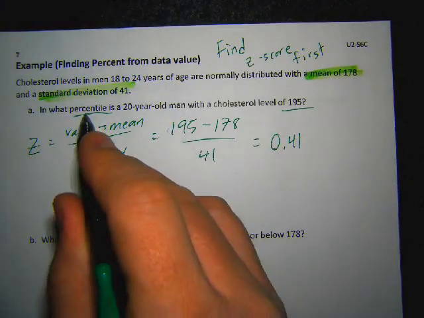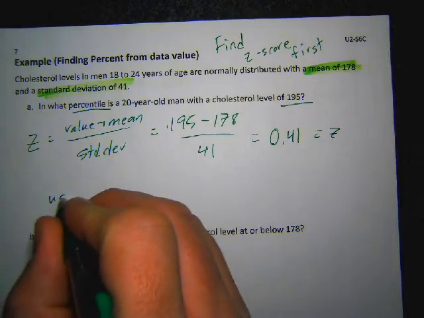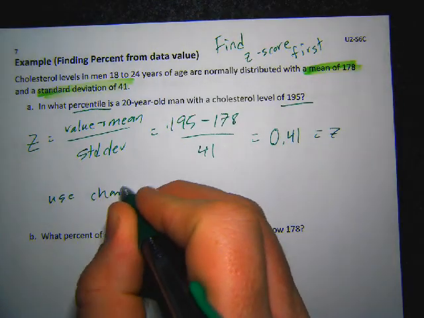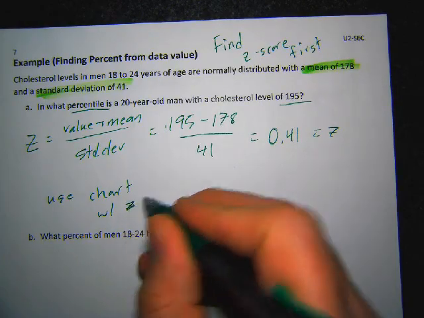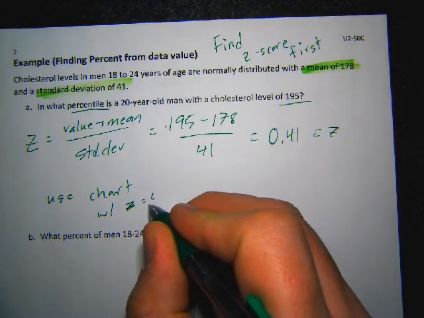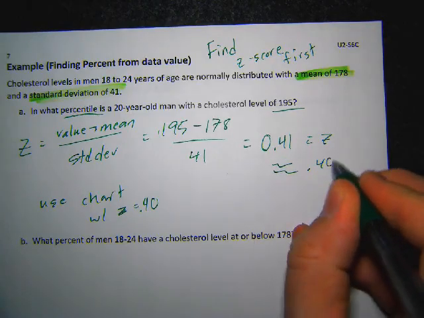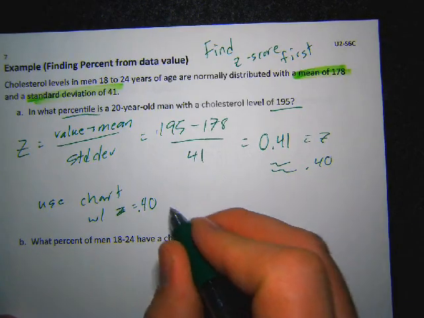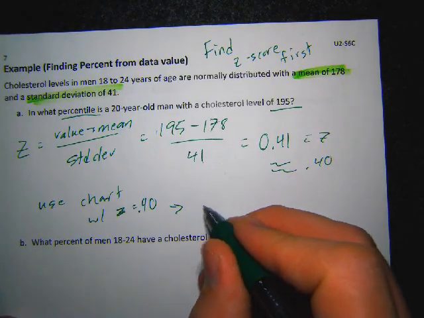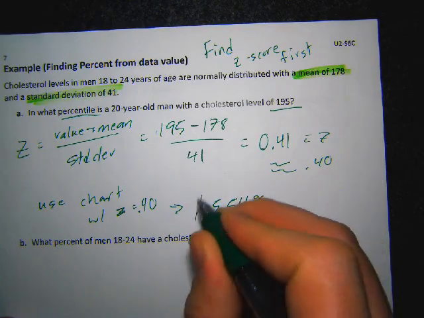So I was looking for the percentile. Once I have the z-score, then I use the chart. With z, in this case, I'm going to use 0.40. That's closer to 0.40 than 0.45. And that told me that for 0.40, I got 65.54%. That's your percentile.